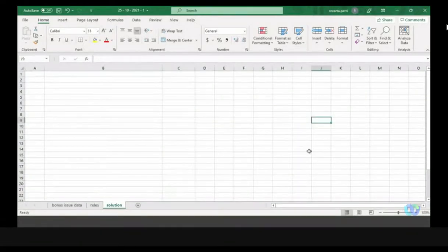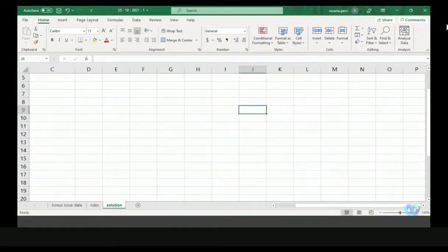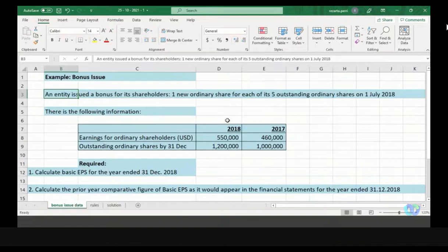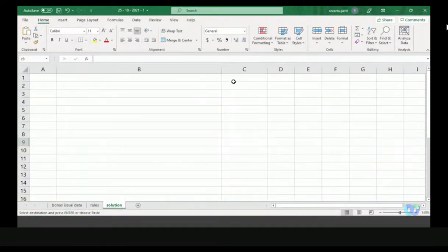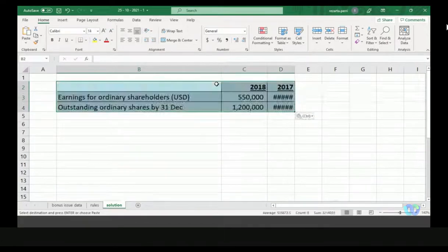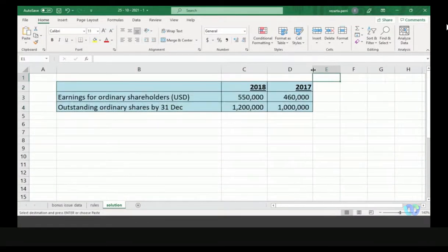So how to solve this example right now? We'll use this sheet over here to represent the solution of our example. To make it easier, I will copy the data, the information about the earnings and number of shares by the end of the year, so we will have this information readily available over here. And then we will start to calculate what we are required for.